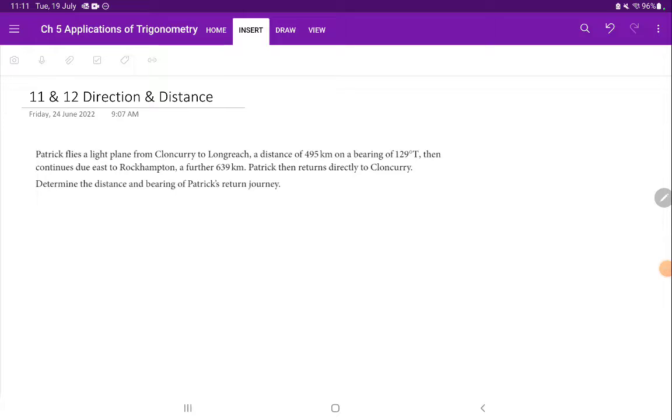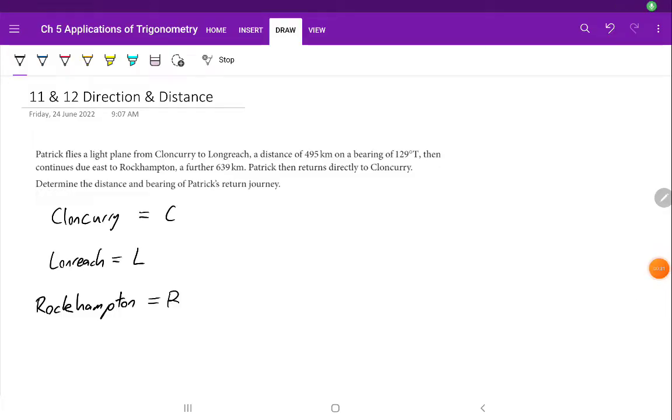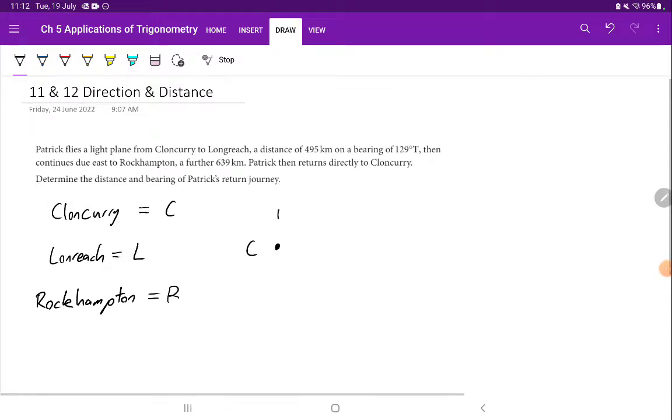Alright, so let's just start off with getting some labels. I'm just going to simplify Colcurry, Longreach, and Rockhampton to just being C, L, and R. So we start at C, and then it says we travel on a bearing of 129 degrees true. So north, 129. And we go along this leg for 495 kilometers. And after that, we reach Longreach.